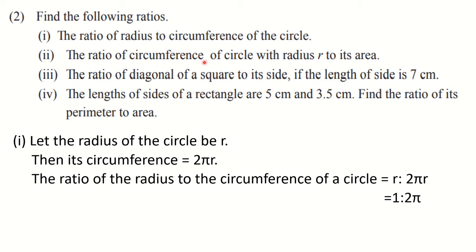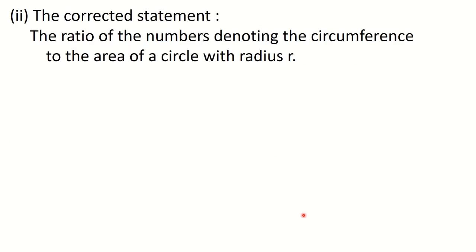Instead of the ratio of circumference of the circle to the area, what we have to say is the ratio of the numbers associated with circumference and area. We are taking only numbers. So that is why the corrected statement is given by me: the ratio of the numbers denoting the circumference to the area of the circle with radius r. Because circumference and area we cannot compare, their units are different. So you have to make a change.